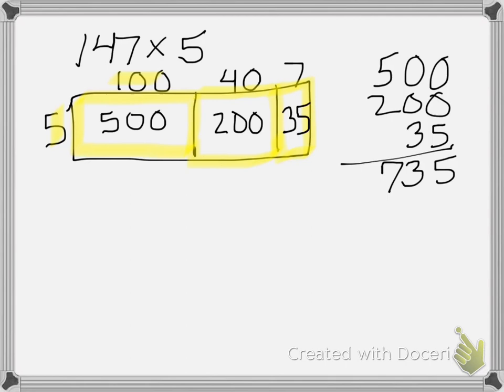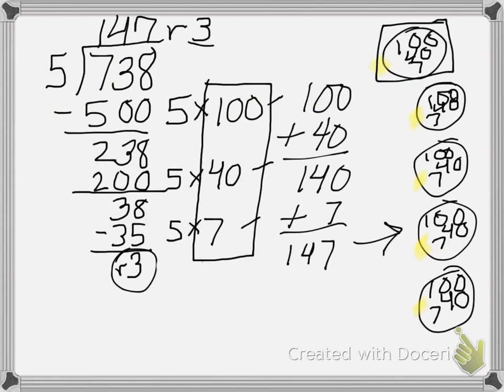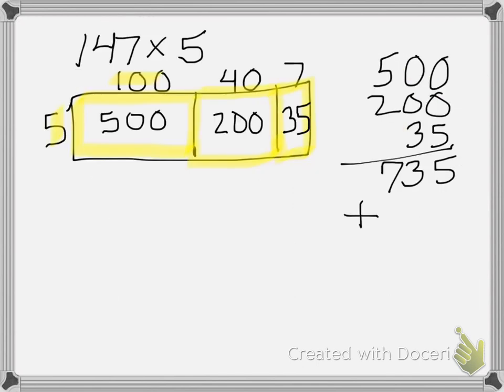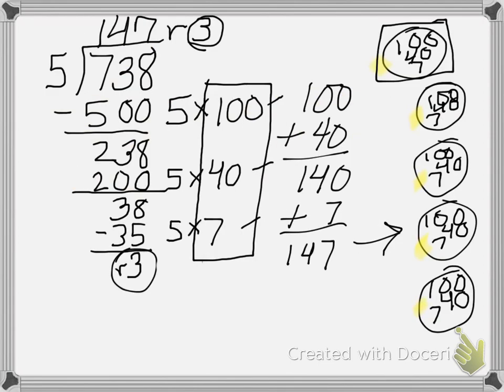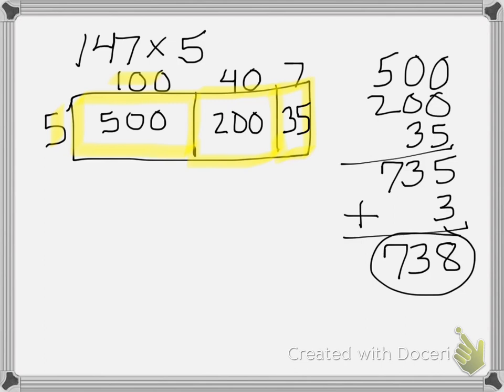Now I have to remember to add my remainder. I'm going to go back and look at my remainder. It was 3. So I add the 3. That's 8, 3. So 738 should be what I started with. And there it is. That was my dividend that I started with. So it checks. I did it correctly.